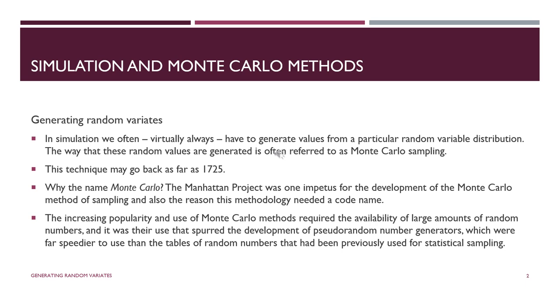The name Monte Carlo is the code name applied to a piece of the Manhattan Project that was top secret and involved these techniques. In fact, the increasing popularity of Monte Carlo methods is what spurred the development of pseudo-random numbers and pseudo-random number generators that we talked about in the last lecture, because there was so much use of Monte Carlo sampling, it totally exploded.